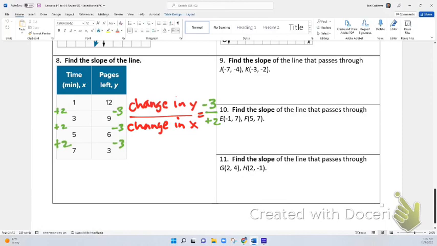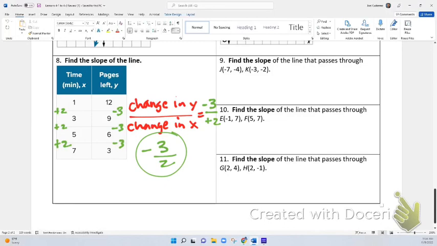Okay? And then from here, a negative divided by a positive is a negative. So this one we can't do anything to a 3. We can't do anything to a 2. So my final answer is just simply negative 3 over 2.